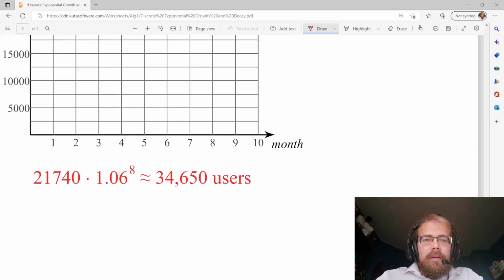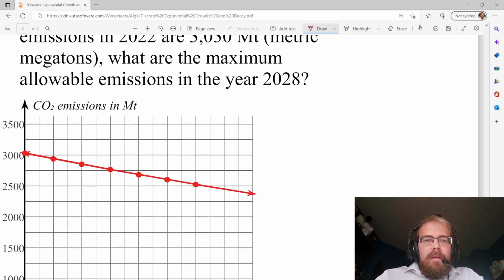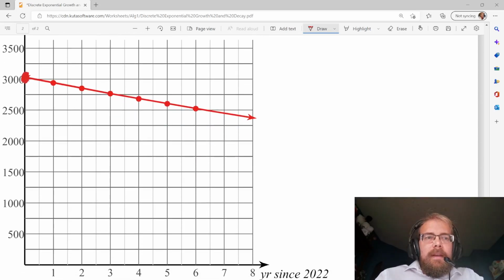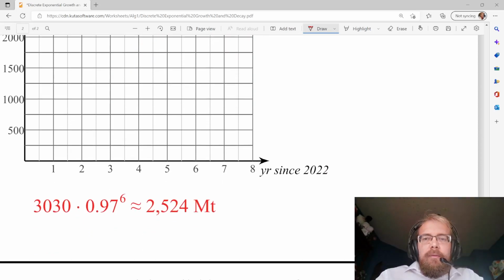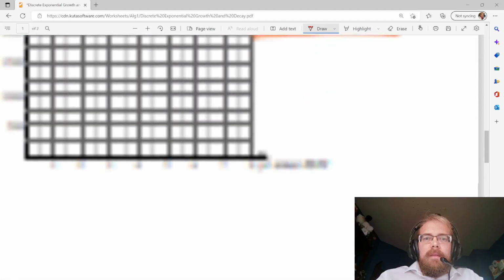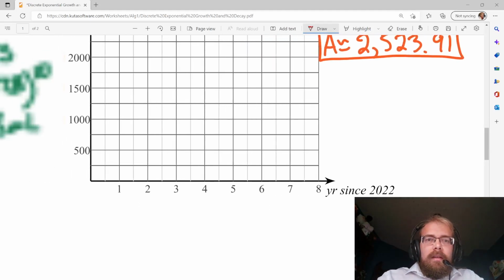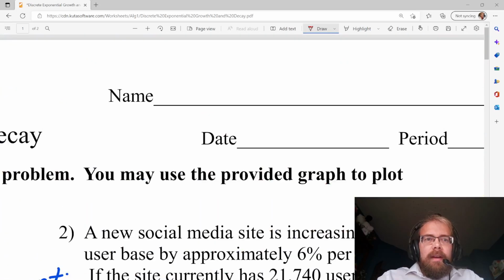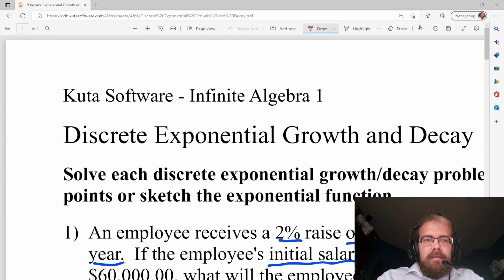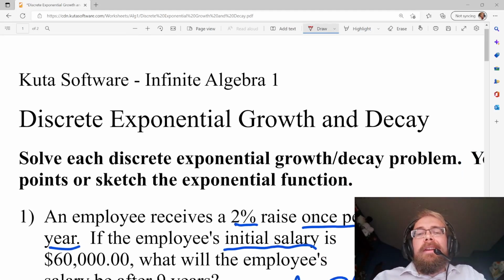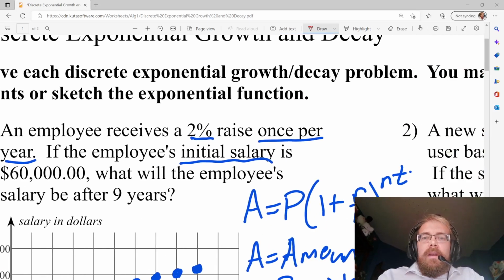They got 34,650. Good job. And then over here, I don't know why they do this. There wouldn't be an arrow on that side. There would just be a dot. It's going down to 2524. I think I said 2524, right? Yeah, 2523.9. So they rounded to the nearest whole number. Did they say at the beginning whether to round to the nearest thing or whatnot? It did not. Okay, so it's just, whatever you need to do, I guess, to get the right answer, right?